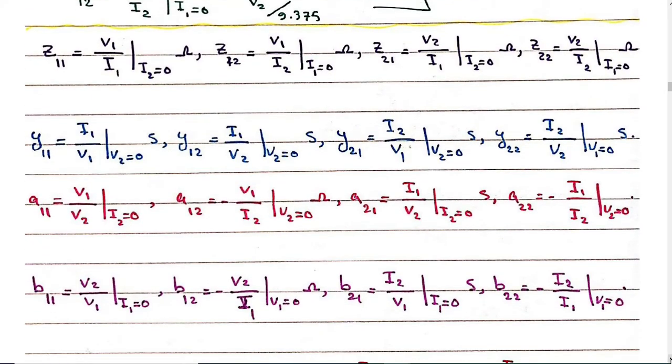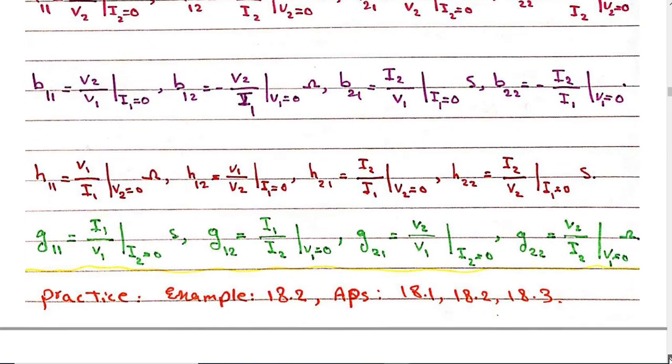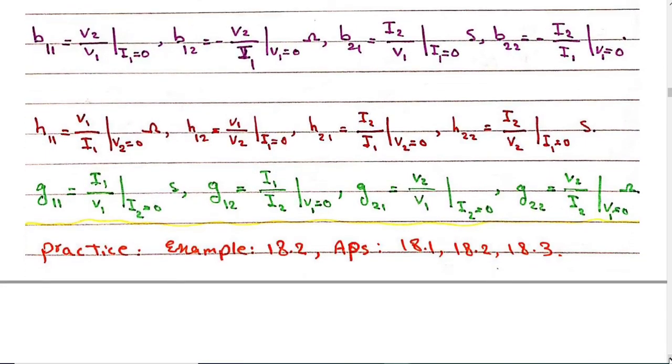Okay, these are the equations for the different parameters, for 6 parameters. For Z parameters, we have the first line of equations. This is for Y parameters, A parameters, B parameters, and H and G parameters. So practice example 18.2 and assessment problems 18.1, 2, and 3.